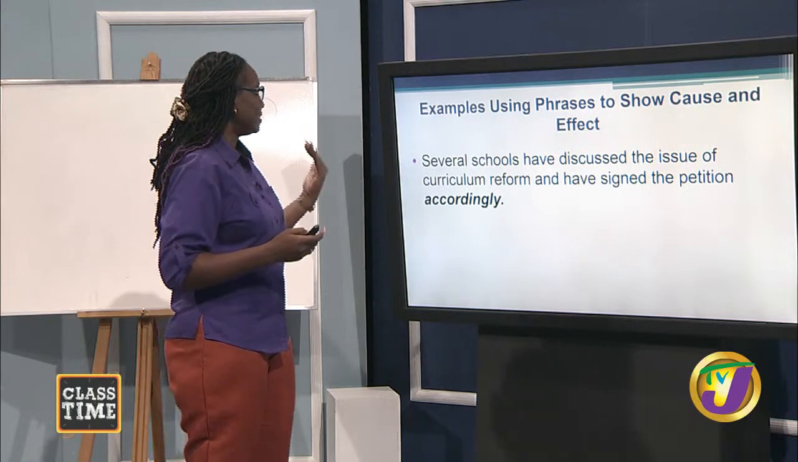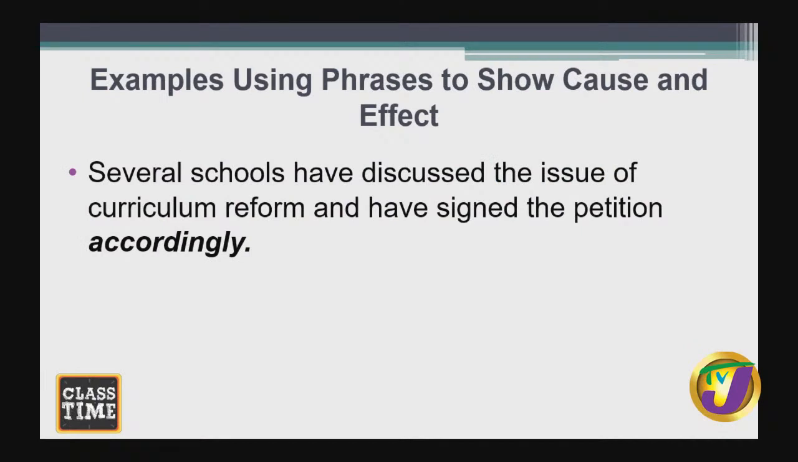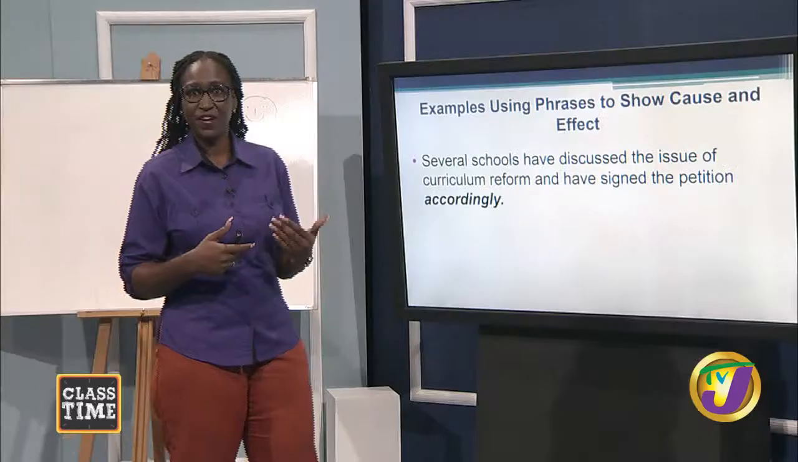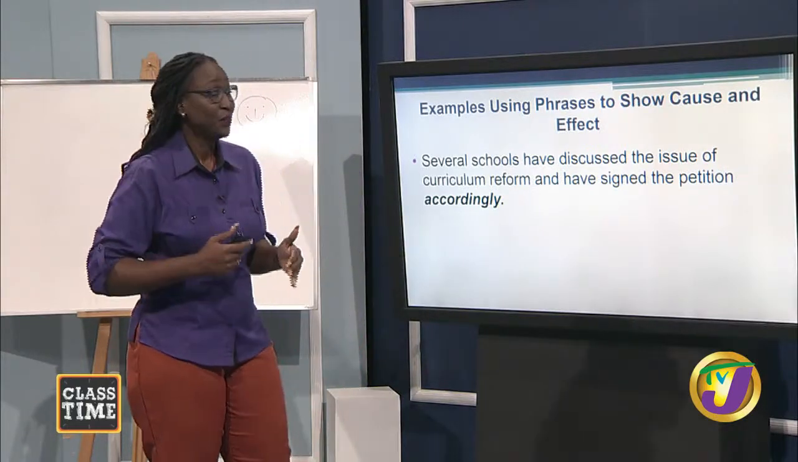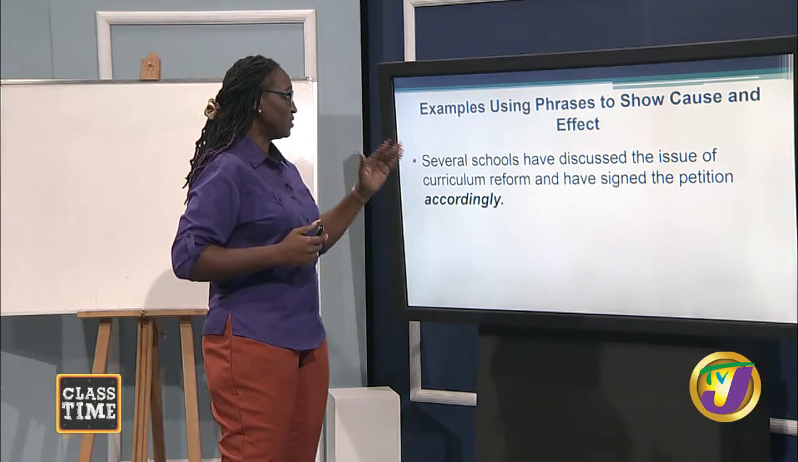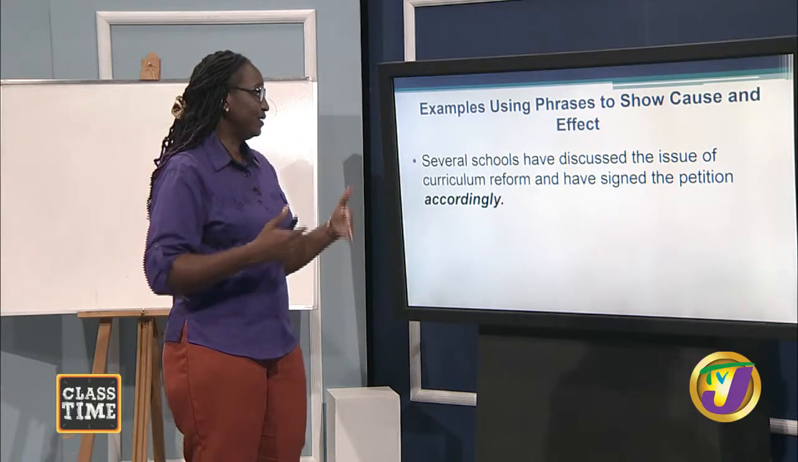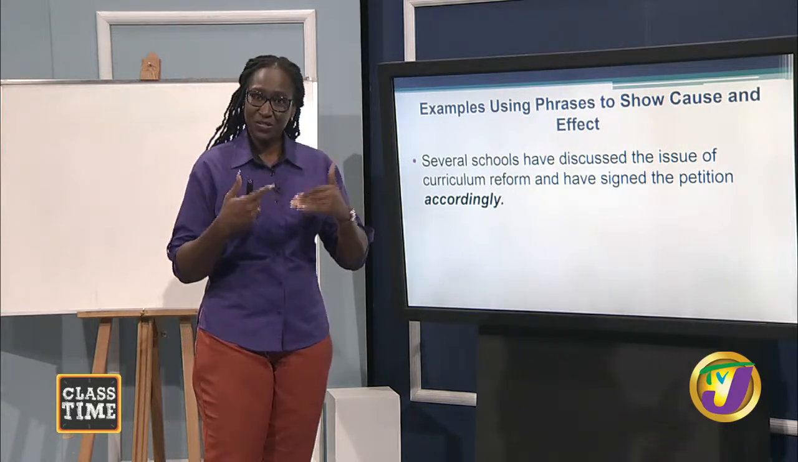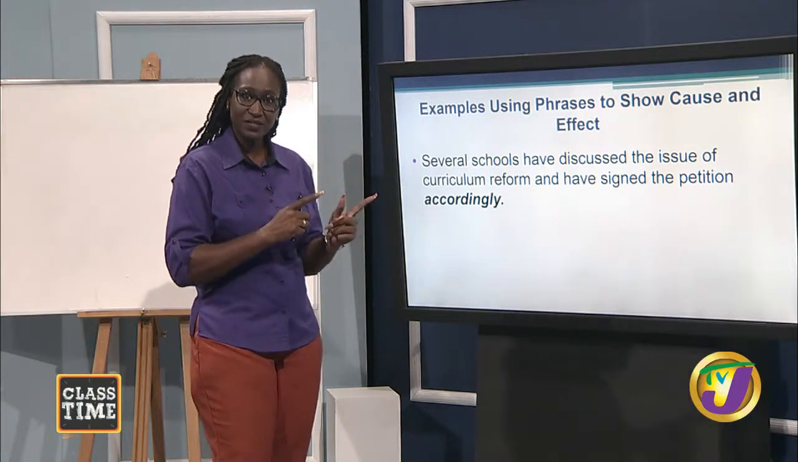So, several schools have discussed the issue of curriculum reform and have signed the petition accordingly. And we have highlighted the word accordingly. So how have you shown cause and effect? What is the cause that you have highlighted? What is the effect you have highlighted? You look at the fact that schools have discussed the issue of curriculum reform. That was the first thing that happened. And then after that, they signed the petition. And you use accordingly to show that these two things are linked.